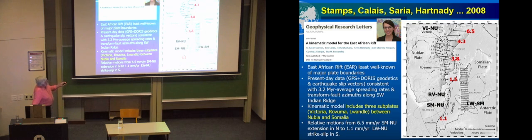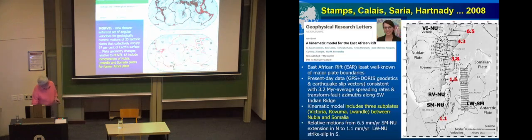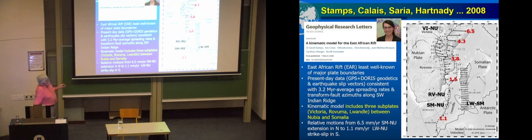So that's the Nubia-Somalia boundary, but there are these other plates which we have defined between that. The now called Victoria plate, and then the Rovuma plate. So these intervening plates, by the way, their names have one common theme. Victoria is named after a lake. Rovuma is named after a river. And Lwandle is named after the ocean. Lwandle is Xhosa for ocean or sea.